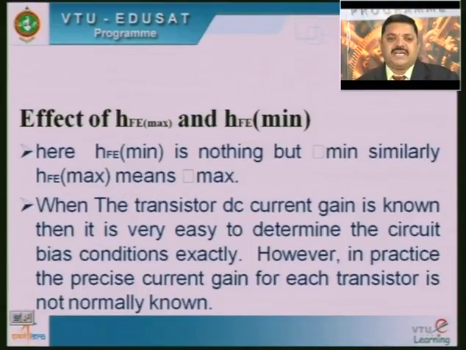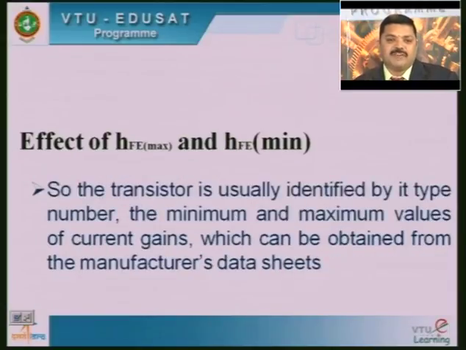However, in practice, the precise current gain for each transistor is not normally known, because it is a temperature dependent parameter which we may not know, but we will know the maximum and minimum values from the data sheet of the transistor. So, the transistor is usually identified by its type and the minimum and maximum values of current gain, which can be obtained from the manufacturer's data sheet of the BJT.